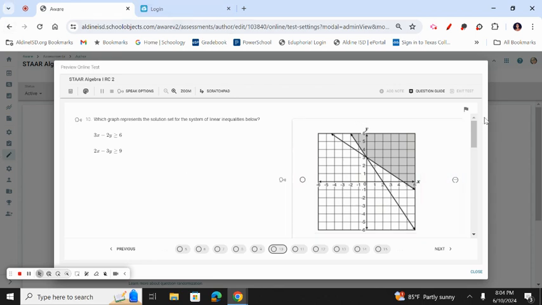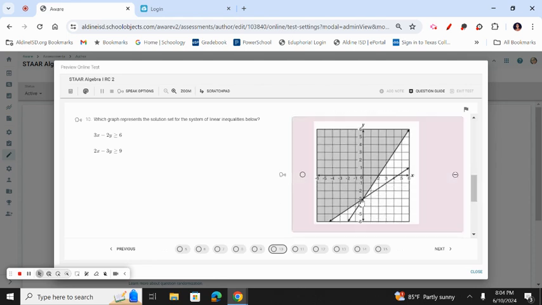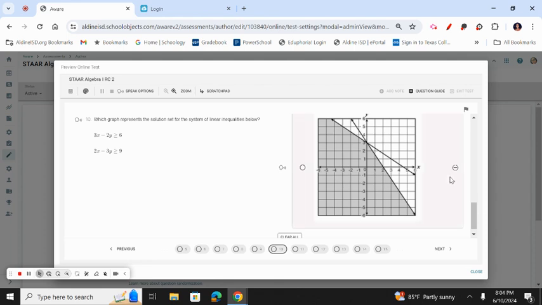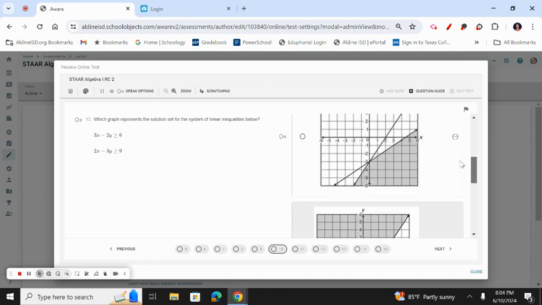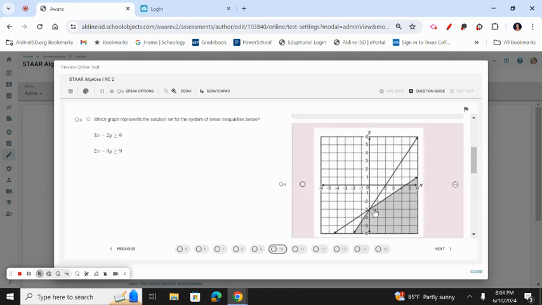So I'm looking for which graph crosses at negative 3. This one crosses at positive, so that one's out. This crosses at negative 3, but is shading below both lines. This one is shading above the first line, so that one's out. This one is at a positive 3, and we said that needed to intersect at a negative. So then we try to figure out which one was the negative. Here's the negative 3, and they're shading both below the lines.